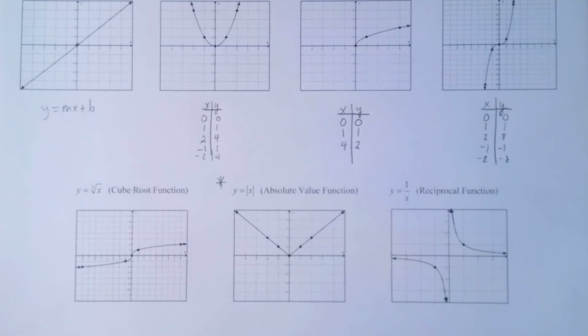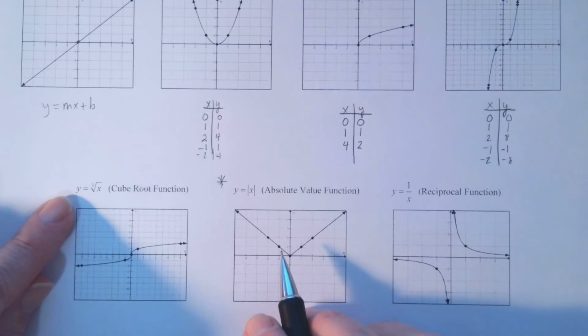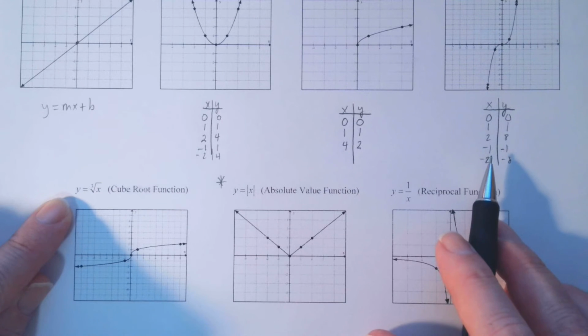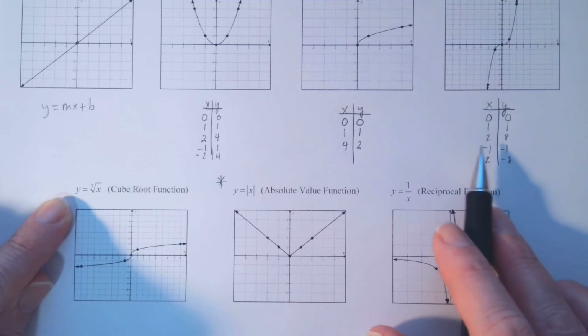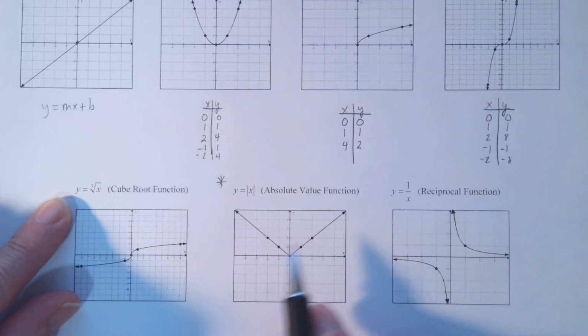Let me see if I can make this just a little better looking. There we go. So y equals cube root of x is a graph that you would get in a very similar way. It's kind of basically backwards the way this graph is. Our x and y values are the opposite.